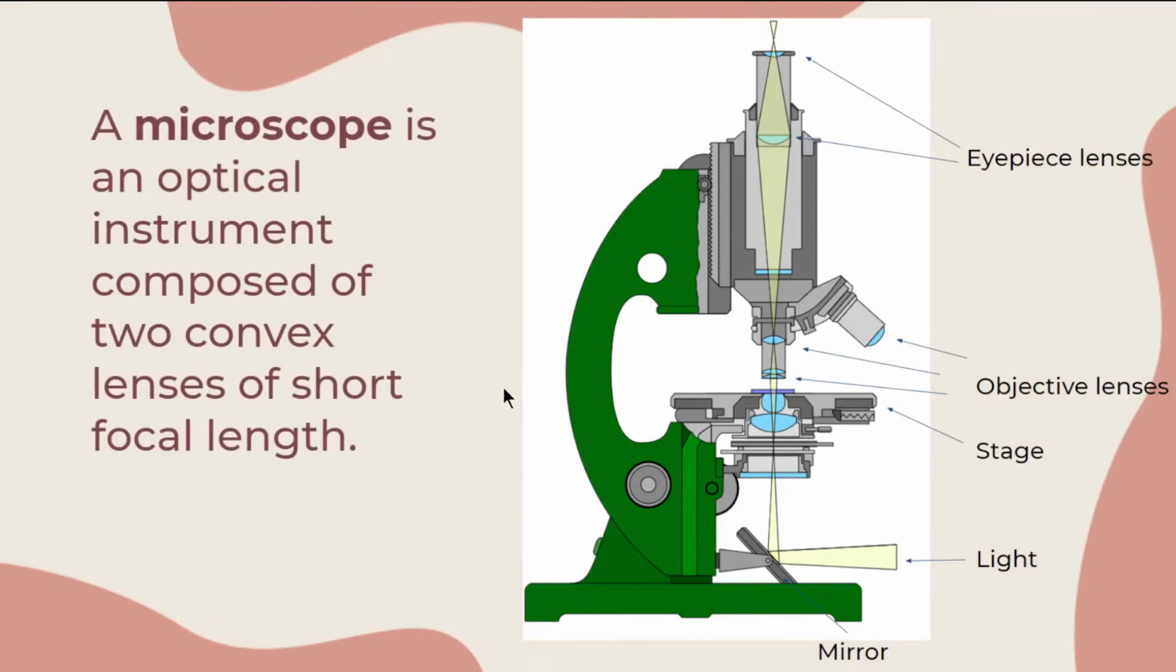Again, a microscope is an optical instrument or an optical device composed of two convex lenses of short focal length. Convex lens pa rin. Why are we specifying short focal length? Kasi you are placing the specimen very close to your objective lens. So that requires short focal length for you to be able to produce a larger image. Kasi syempre, for a microscope, the goal is to enlarge the specimen. So the larger the image, the better.